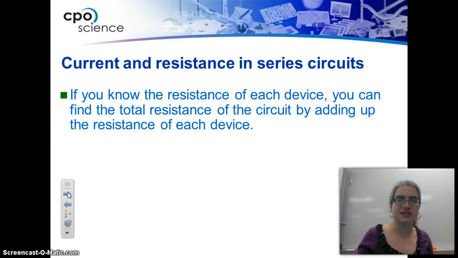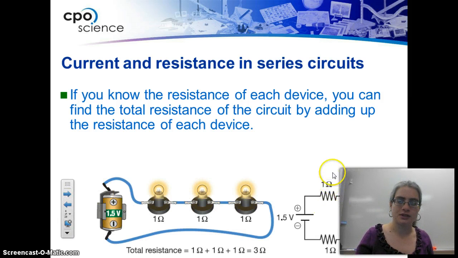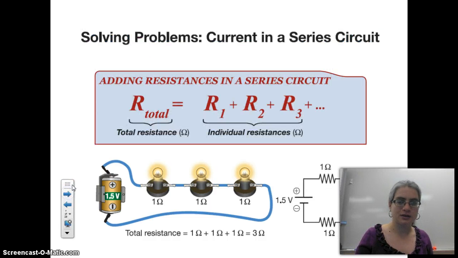So if you know the resistance of each device, you can find the total resistance of the circuit by adding up the resistance. So this is kind of a duh moment. They're all in a series, so they all add together. So you can see the resistance in ohms right there. And then the total resistance is 1 ohm, 1 ohm, 1 ohm for a total of 3 ohms. Now this will get a little bit more complicated when we compare and contrast with parallel circuits. But that's what the individual resistances are.